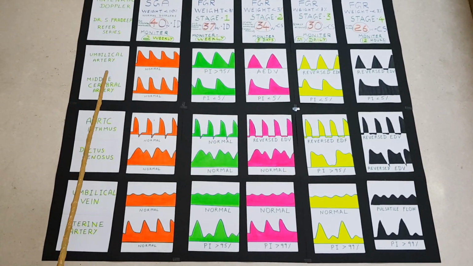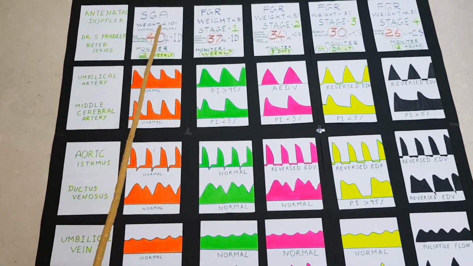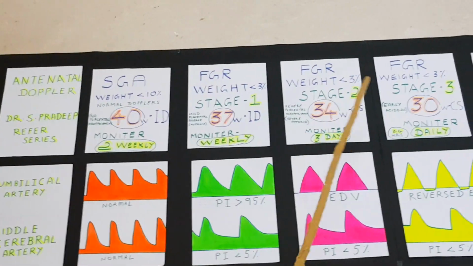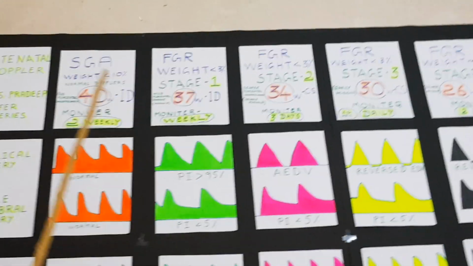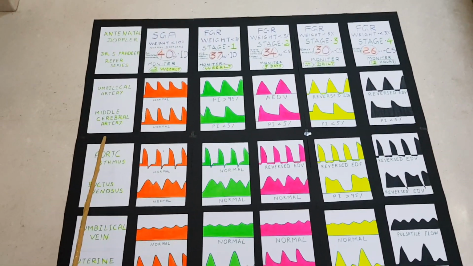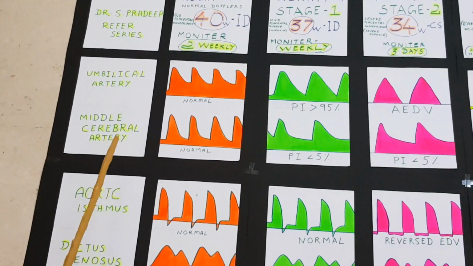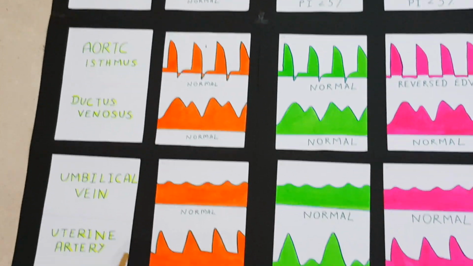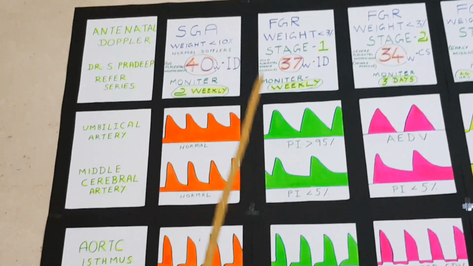What I have done is classify fetuses into small for gestational age, fetal growth restriction stage 1, stage 2, stage 3 and stage 4 in the x-axis. And in the y-axis I have kept the Dopplers from the various locations which we do, that is the umbilical artery Doppler, the middle cerebral artery Doppler, aortic isthmus Doppler, ductus venosus Doppler, umbilical vein Doppler and uterine artery Doppler. So these are the ones in the y-axis.